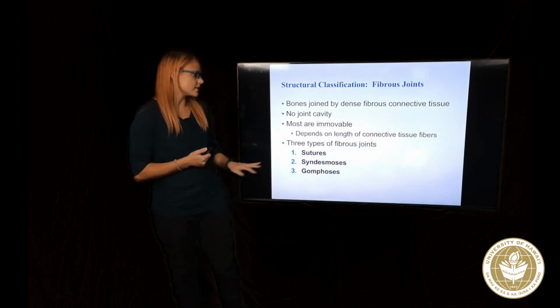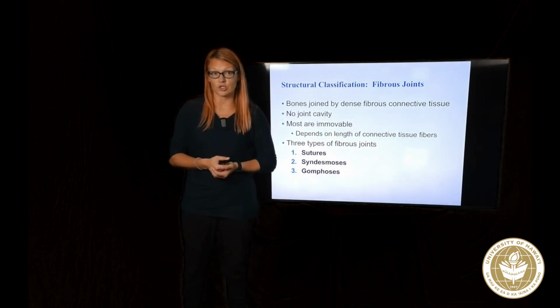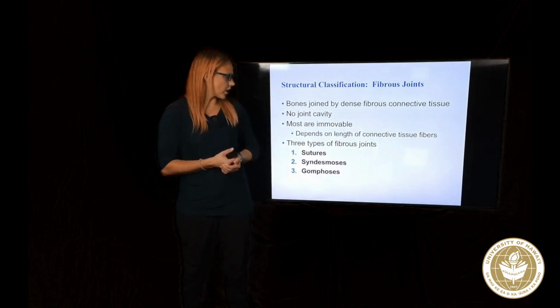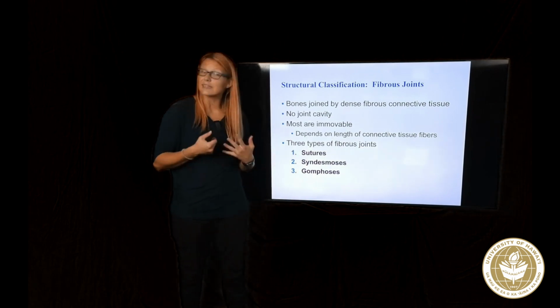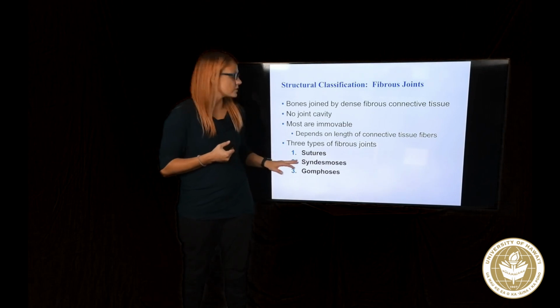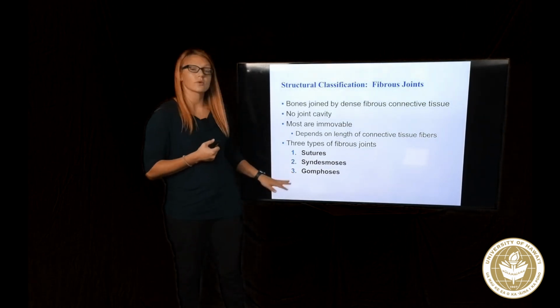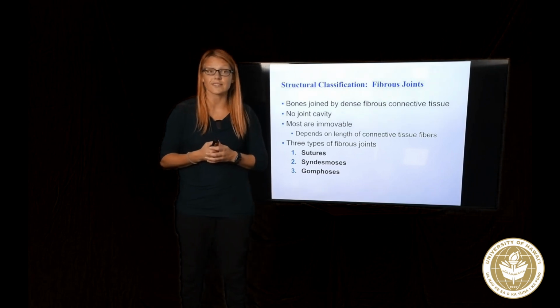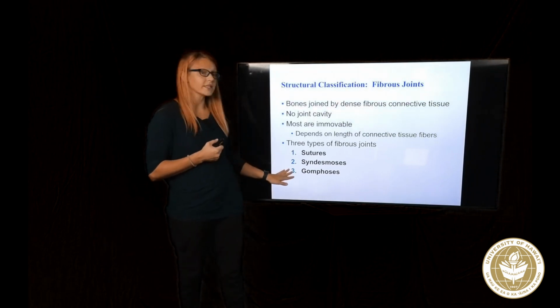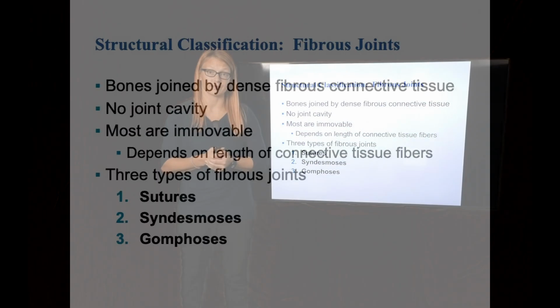There are 3 different types that we're going to break down fibrous joints into. So there are sutures, which we talked a little bit about. We're going to look more at those. We have our syndesmoses, and then we have gomphoses. So we're going to look more in the following slides at these 3 different types of fibrous joints. I'm going to give you examples of them as well.